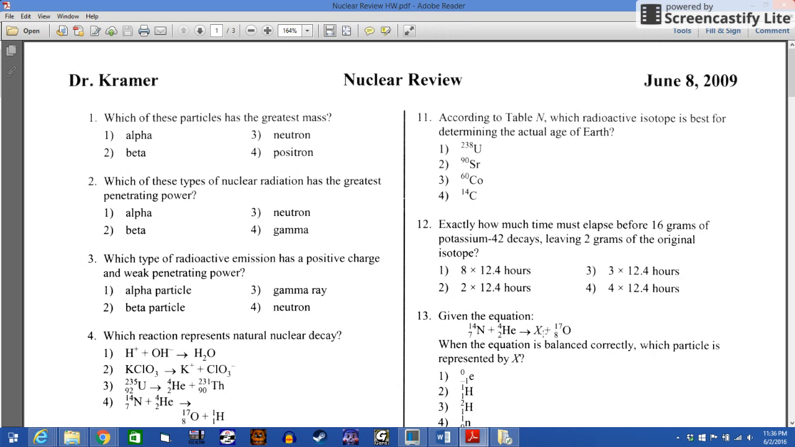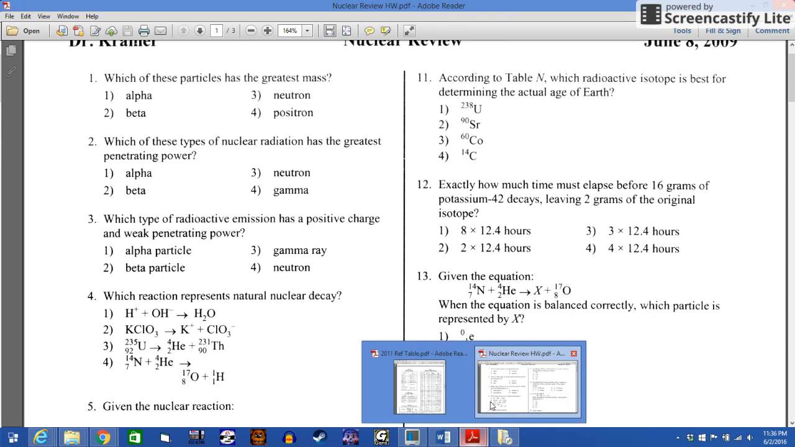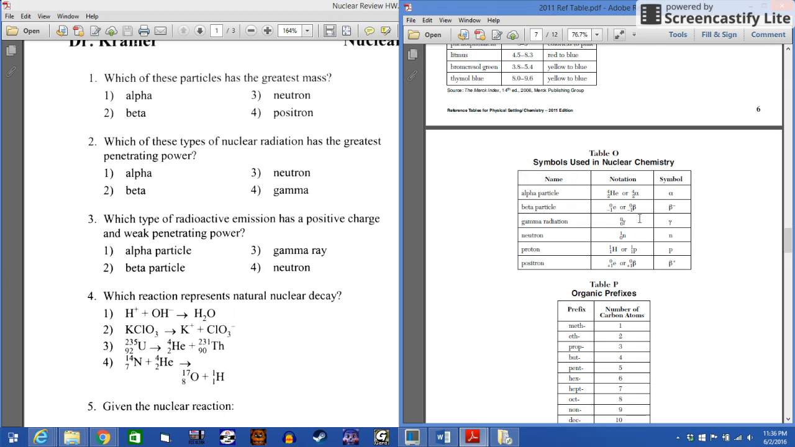Number 1, which of these particles has the greatest mass? This is a Table O lookup. You'll see the mass in the top left corner, and I'll bring Table O up if you'd like. Top left corner, 4, alpha wins. It's the highest number on the whole table. Alpha, beta, neutron, and positron are all on Table O. The answer is choice 1.